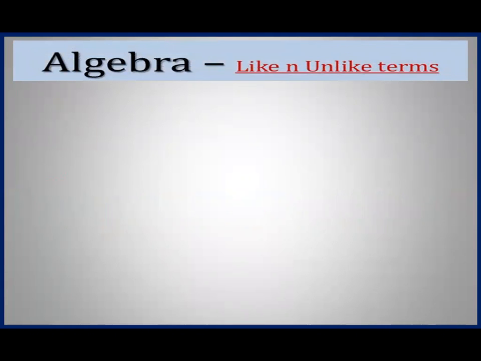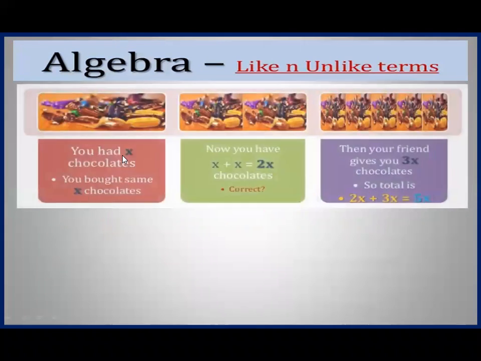In algebra, we have already learnt about like and unlike terms. So here we have chocolates. You had x chocolates. You bought the same x chocolates. So now you will have x plus x, that is 2x. Then your friend gives you 3x chocolates. So already you have 2x, now your friend gives you 3x, so 2x plus 3x is 5x. So addition of algebra can be done only with like terms. Like terms are terms with the same variables.